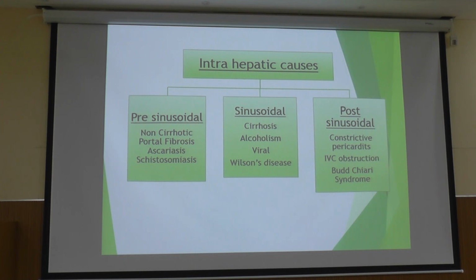Intrahepatic causes can be classified as pre-sinusoidal, sinusoidal, and post-sinusoidal. Pre-sinusoidal causes include non-cirrhotic portal fibrosis, ascariasis, and schistosomiasis. Sinusoidal causes are due to cirrhosis of the liver, which leads to portal hypertension, and this cirrhosis can be due to alcohol, viral origin, or Wilson's disease. Post-sinusoidal causes include constrictive pericarditis, IVC obstruction, or severe tricuspid regurgitation.